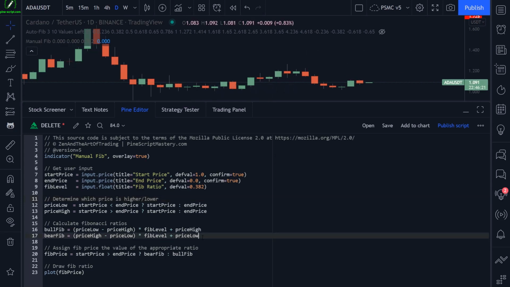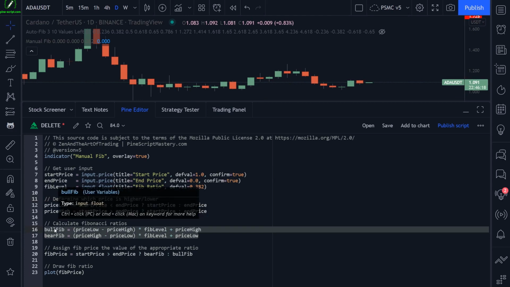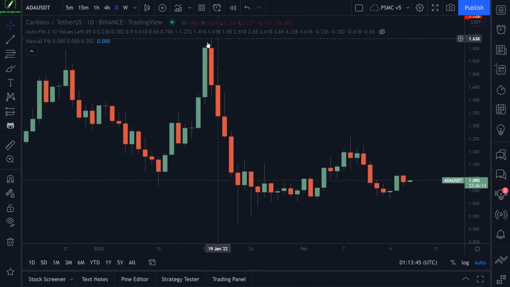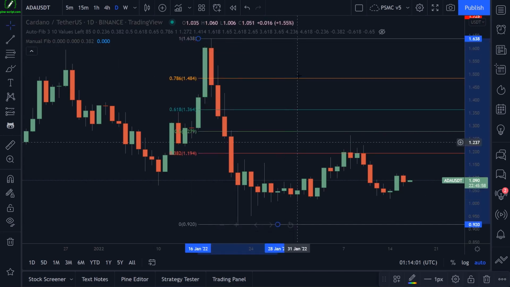Now, the reason we have two Fibonacci ratios here, the bull fib and bear fib, is because of this. If we want to measure the Fibonacci level or ratio between this high and this low, we need to tell it which direction to analyze it in. So if I click my fib tool and I drag it from the high down to the low, now we have a bearish Fibonacci retracement.